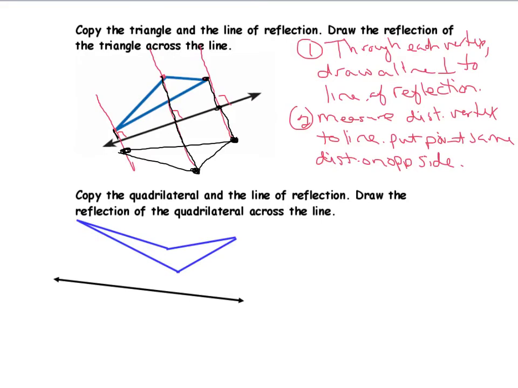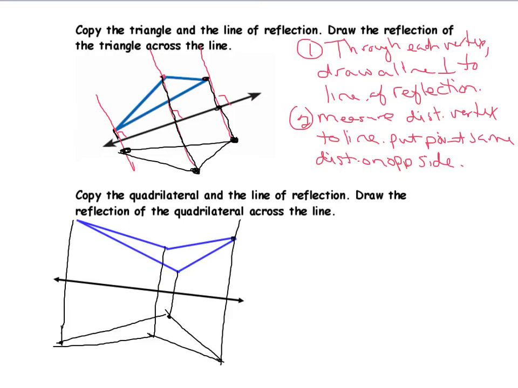So here's your pre-image, your line of reflection, and you went through, you should have measured the distance and come up with your image. I would like for you to pause, please, and do the same thing with this image here. All right, so here I copied my vertices, measured across the line, and then drew in my image.